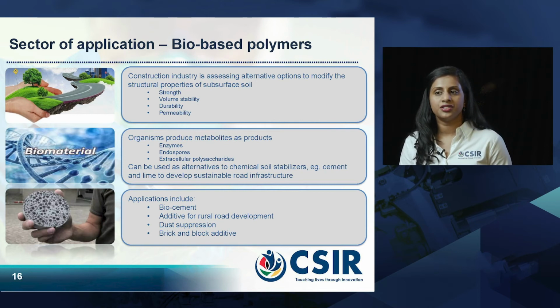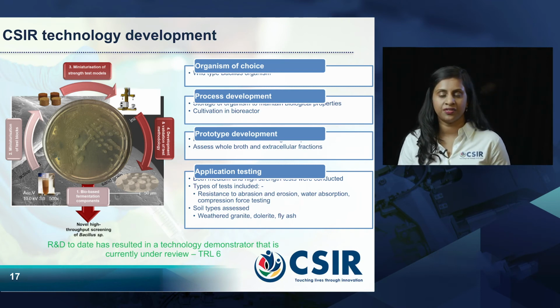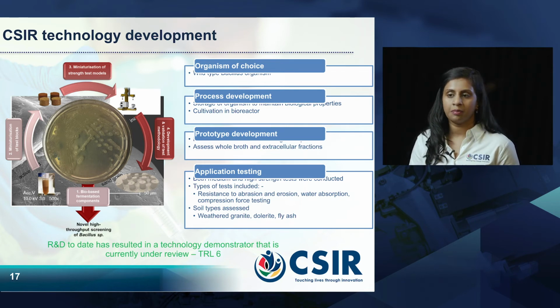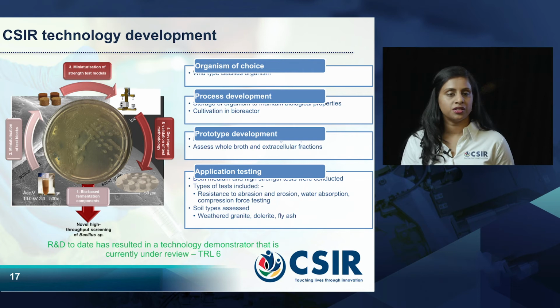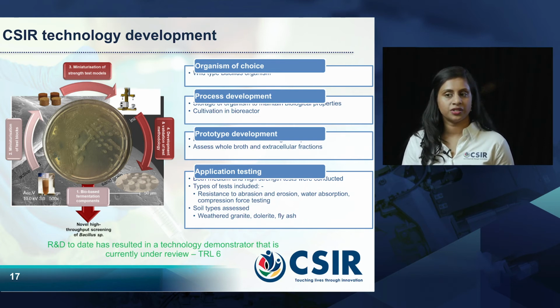The CSIR technology to date has resulted in a single organism that has been identified to hyperproduce these biopolymers. Process development was undertaken in order to cultivate this microorganism in a lab bioreactor and thereafter extract the product of interest. This product was then subjected to application testing, where both medium and high-strength tests were conducted. Tests included resistance to abrasion and erosion, water absorption, and compression force testing.